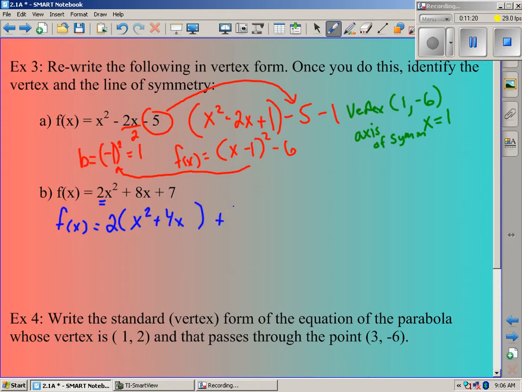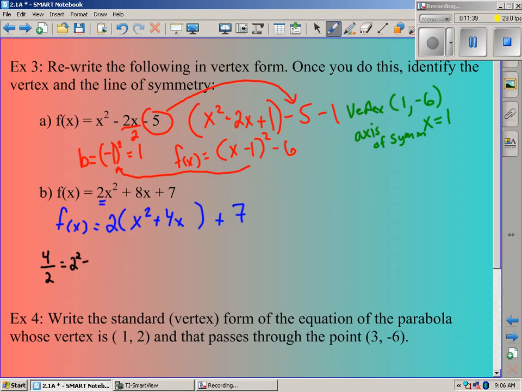Just like before, when we complete the square, we take our middle term and divide it by 2, and then we square it, and that's the number that we add on. So I'm going to take 4 and divide it by 2, which gives me 2, and when I square that, I get 4. So I add on a 4 inside my parentheses there.